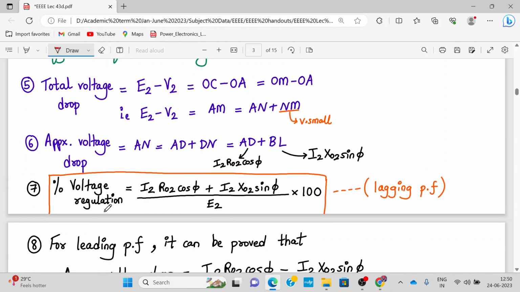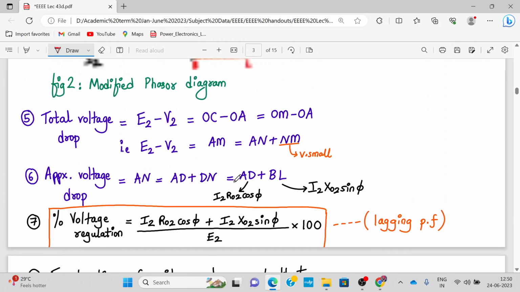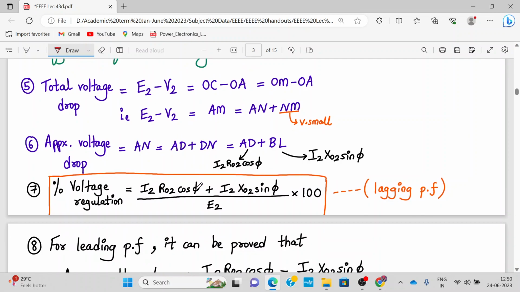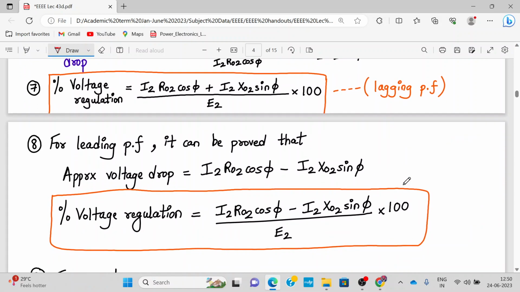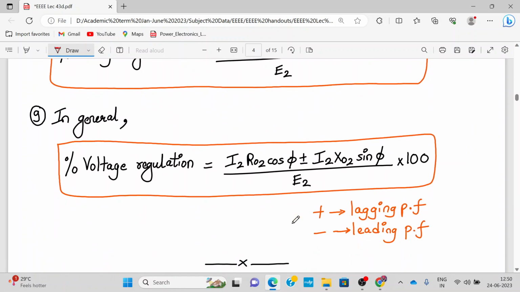So the percentage voltage regulation is E2 minus V2, and E2 minus V2 is I2 RO2 cos phi plus I2 XO2 sin phi, divided by E2, into 100. So this is the percentage voltage regulation for lagging power factor. Similarly, for a leading power factor, it can be proved that the percentage voltage regulation will be the same as this, but there will be a minus sign in between. So in general, the percentage voltage regulation will be given by I2 RO2 cos phi plus or minus I2 XO2 sin phi, divided by E2, into 100, where plus stands for lagging power factor and minus stands for leading power factor.